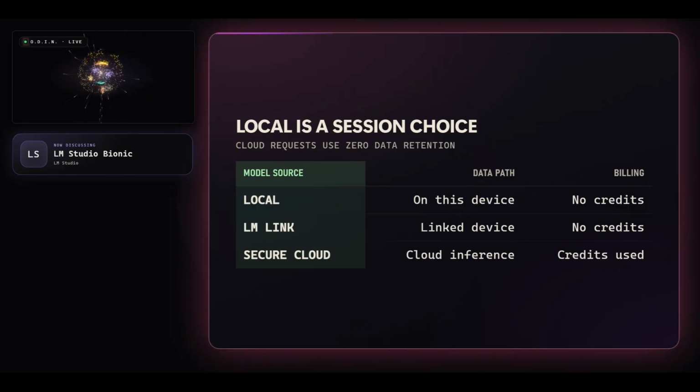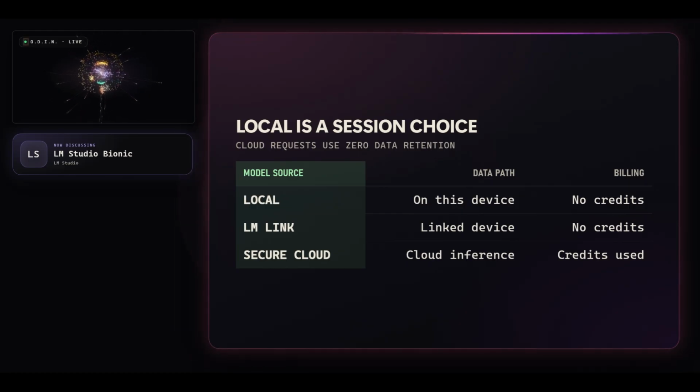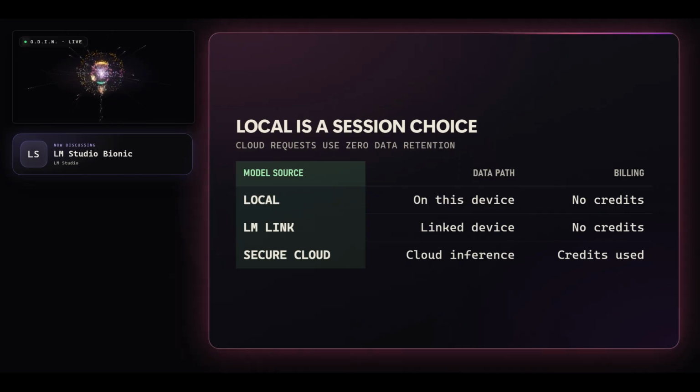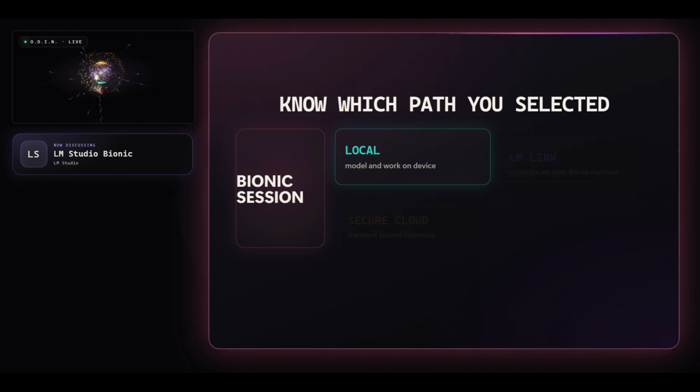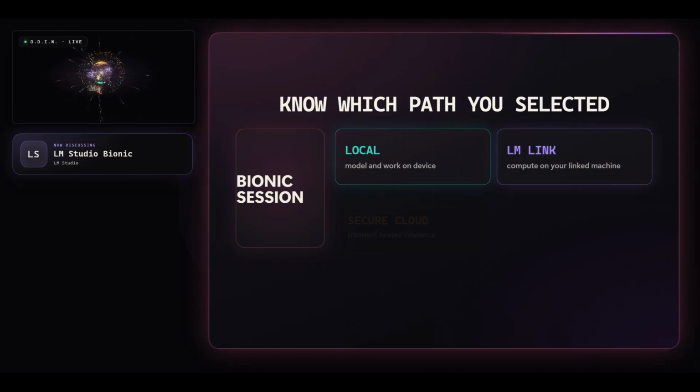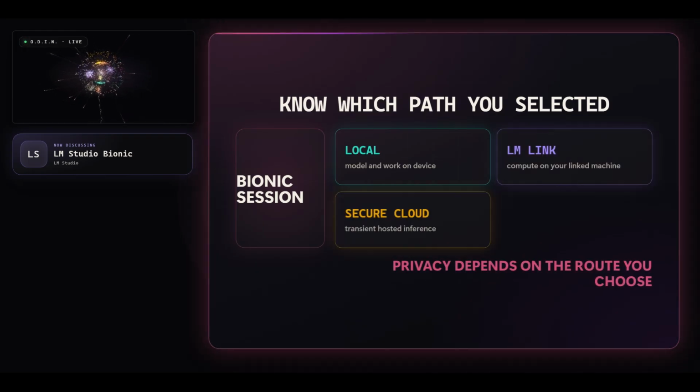The model picker decides the boundary. Local and LM Link models use no cloud credits. Cloud models do. Local models keep inference on this device. LM Link runs it on a linked machine. Secure Cloud processes requests transiently under zero data retention, but it is still cloud.